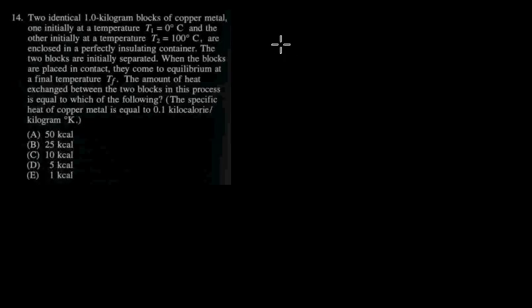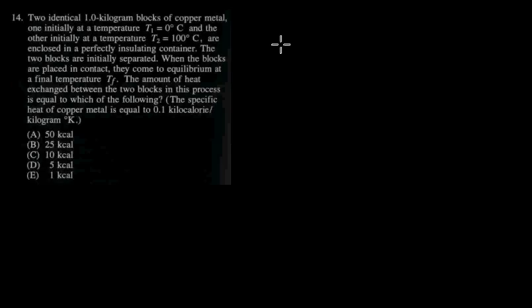Number 14 off the 1996 Physics GRE practice exam. Two identical 1 kilogram blocks of copper metal, one initially at a temperature T1 equals 0 degrees Celsius, and the other initially at a temperature T2 equals 100 degrees Celsius, are enclosed in a perfectly insulating container. The two blocks are initially separated.